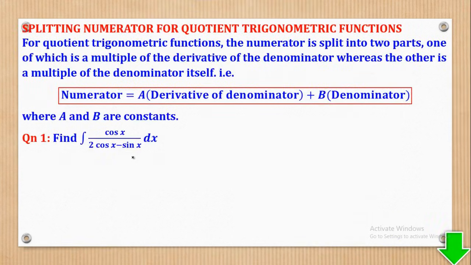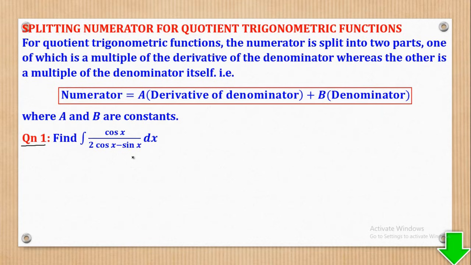So now we shall go to splitting the numerator for quotient trigonometric functions. We have been dealing with quotient polynomials. Now we shall go to quotient trigonometric functions. The difference is that now the numerator is equivalent to a multiplied by the derivative of the denominator plus b multiplied by the denominator. Previously, for polynomials, this multiplication is not there, but when it comes to trig functions, we have to include it there. So always remember that. I'll use that to go through some questions.